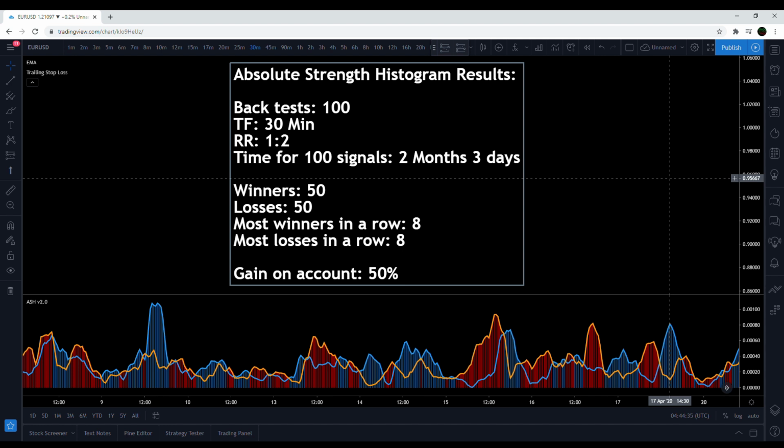This thing gave a ton of signals, so only 2 months and 3 days for those 100 signals. So you need to keep that in mind. It's not going to translate quite the same to live trading. So that's why it's very important that you also demo trade this stuff before ever getting into a live account.